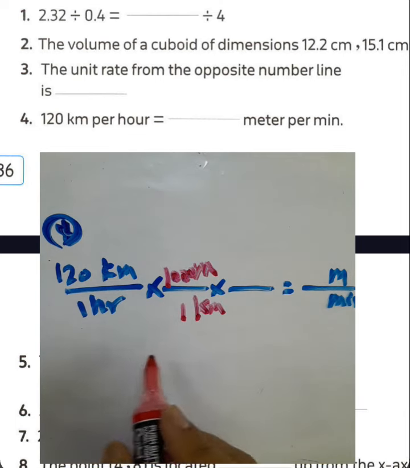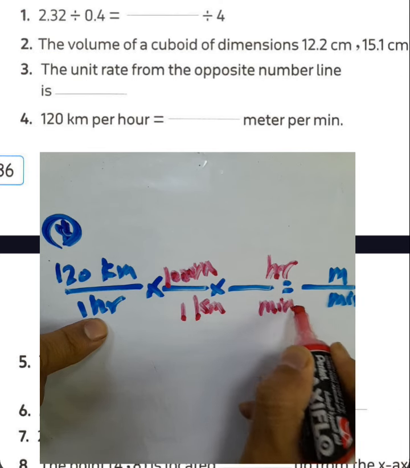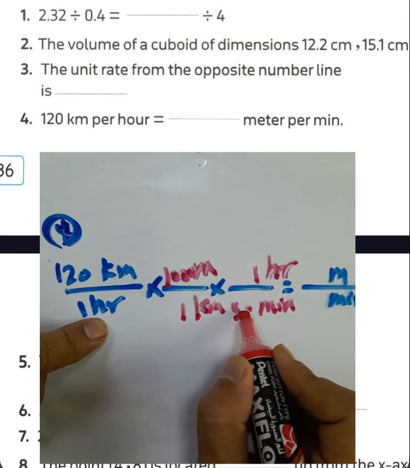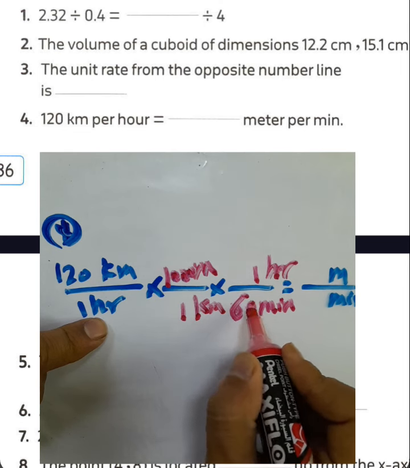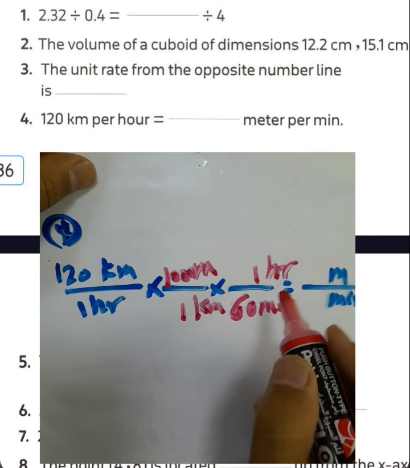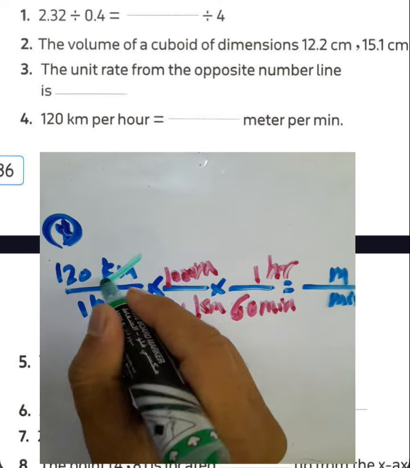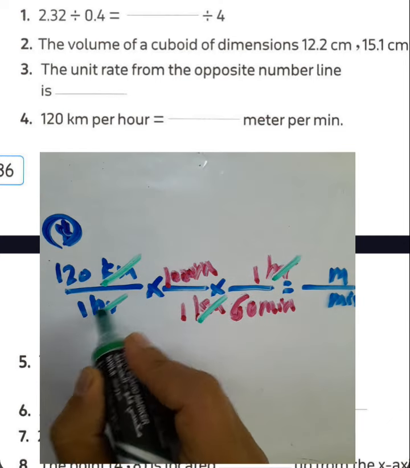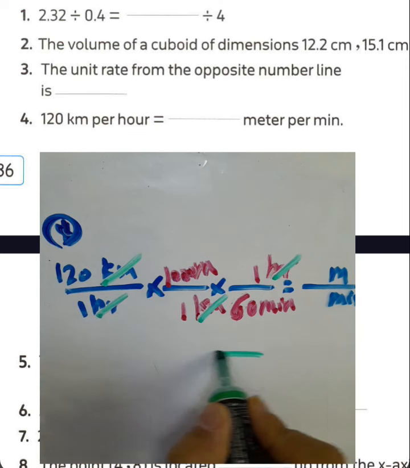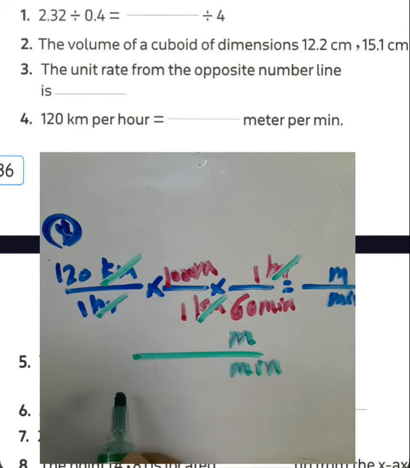And then to cancel hour, write hour up and minute down. 1 hour equals 60 minutes, but 1 hour equals 3600 seconds. You want to convert from hour to minute. 1 hour equals 60 minutes. And then we can cancel. Cancel kilometer by kilometer, cancel hour by hour, and then write meter here and minutes down.